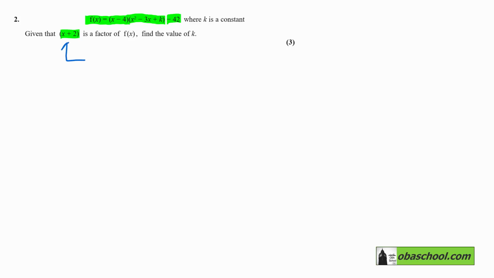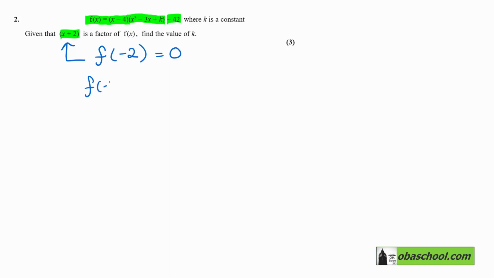The fact that x plus 2 is a factor of f of x, by the factor theorem, tells us that f of negative 2 is equal to 0. And we can use this to find the value of k.